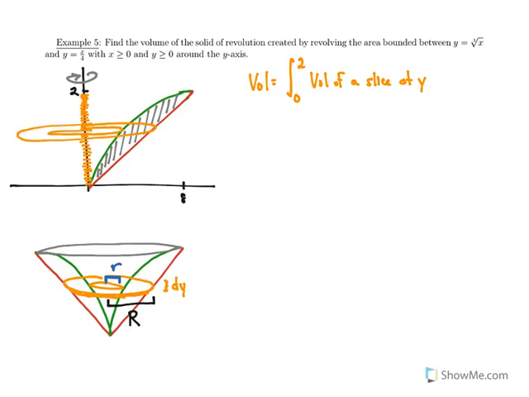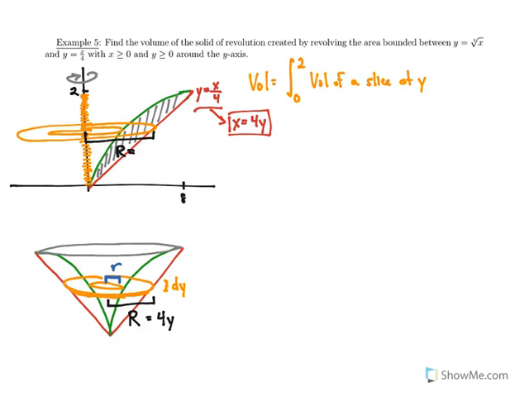The big radius corresponds to that function y equals x over 4. But this time we need to write this as x equals 4y. It has to be in terms of y. So the big radius here is going to be 4y, corresponding to that red line there.